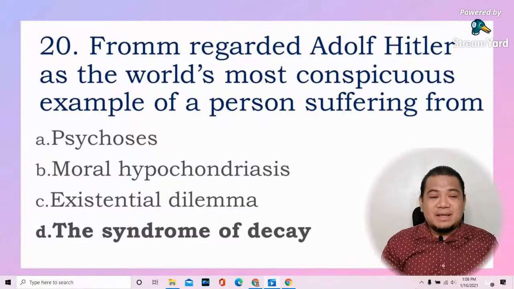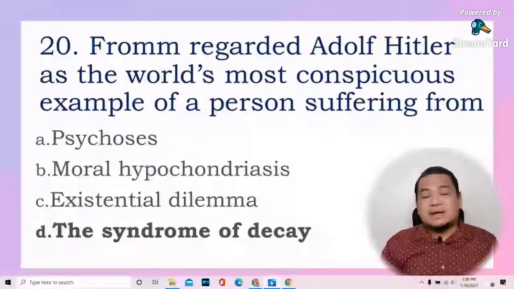pathological disorders. He was attracted to death and destruction, narrowly focused on self-interest and driven by an incestuous devotion to the Germanic race, being fanatically dedicated to prevent its blood from being polluted by Jews and the other non-Aryans.